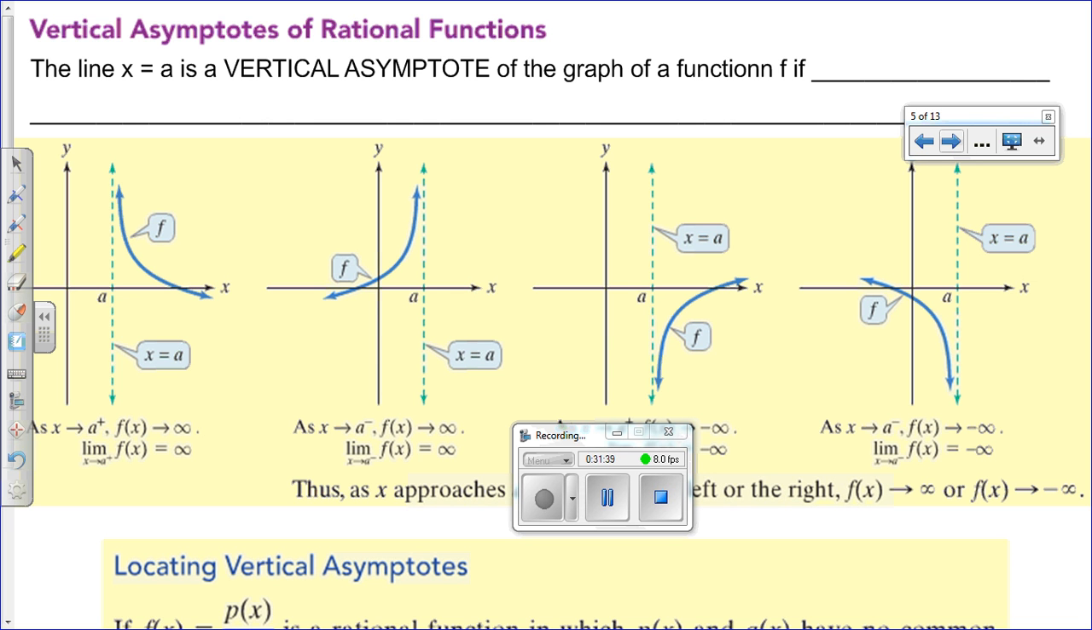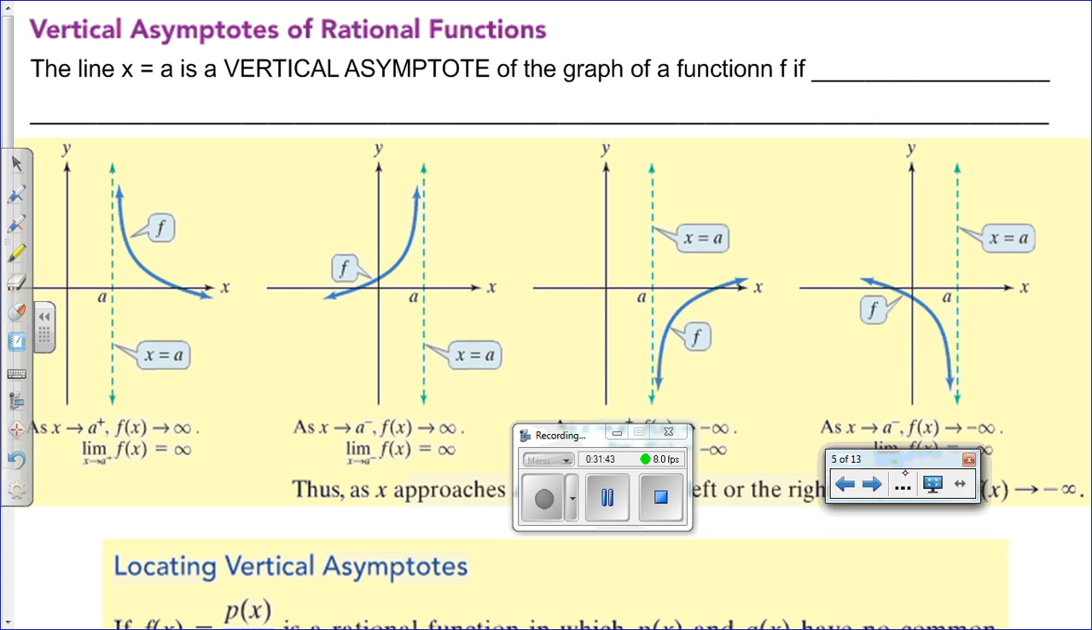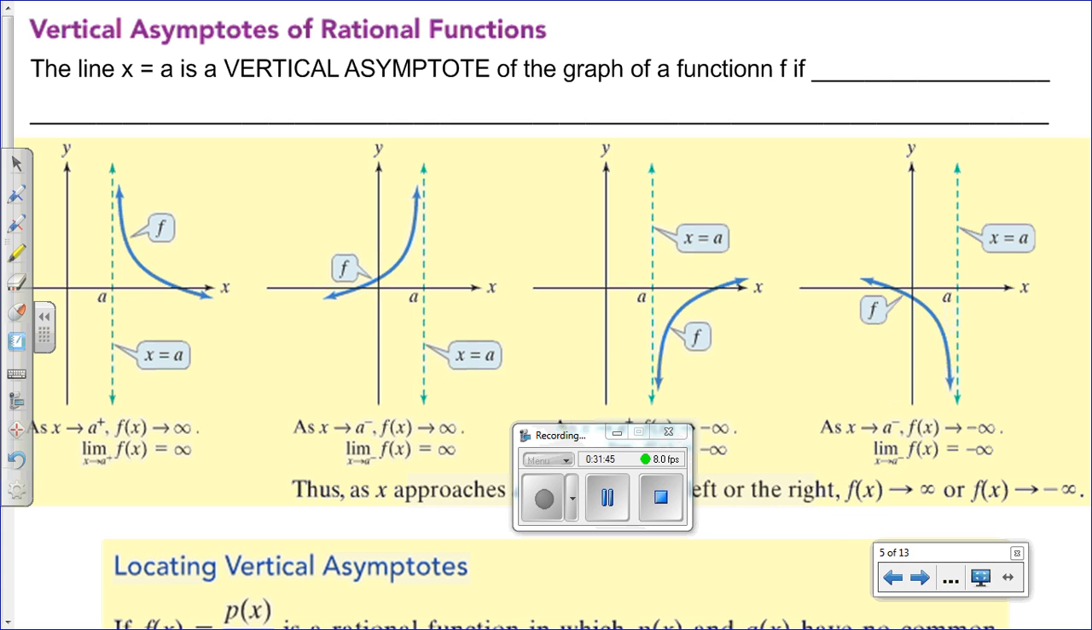Vertical asymptotes of rational functions. And then after we answer the problems related to this, we'll go take a break.